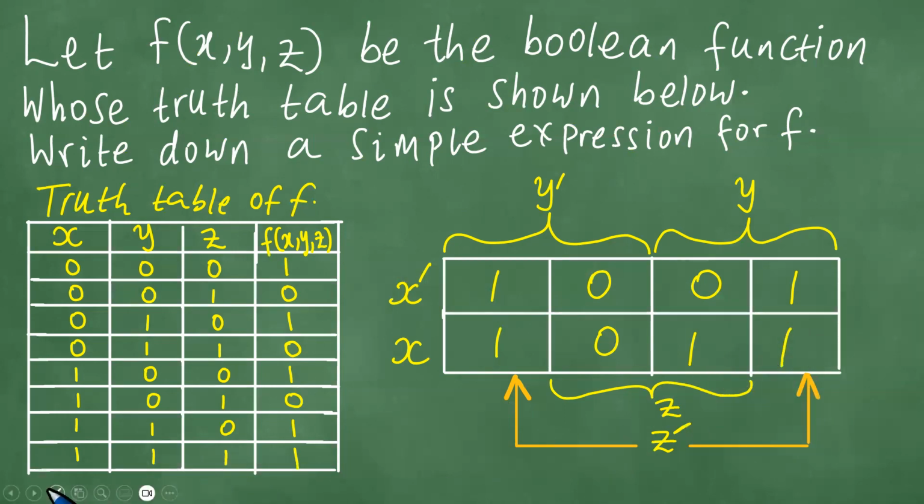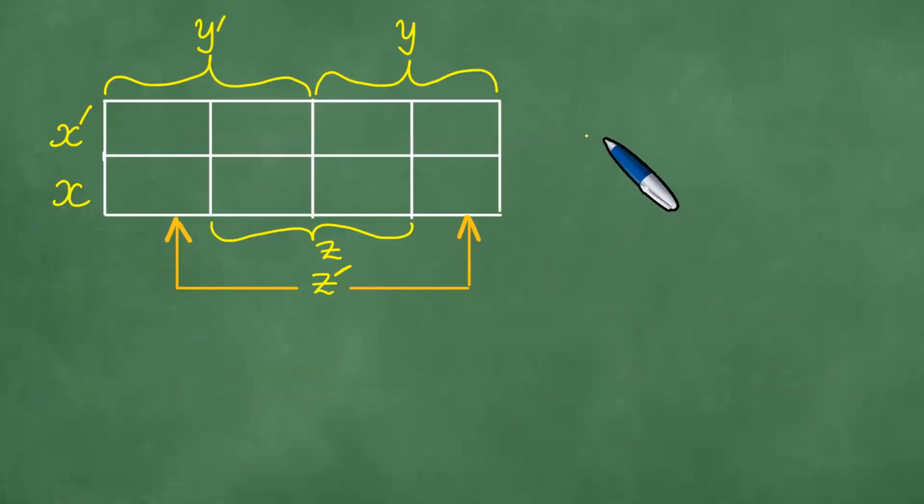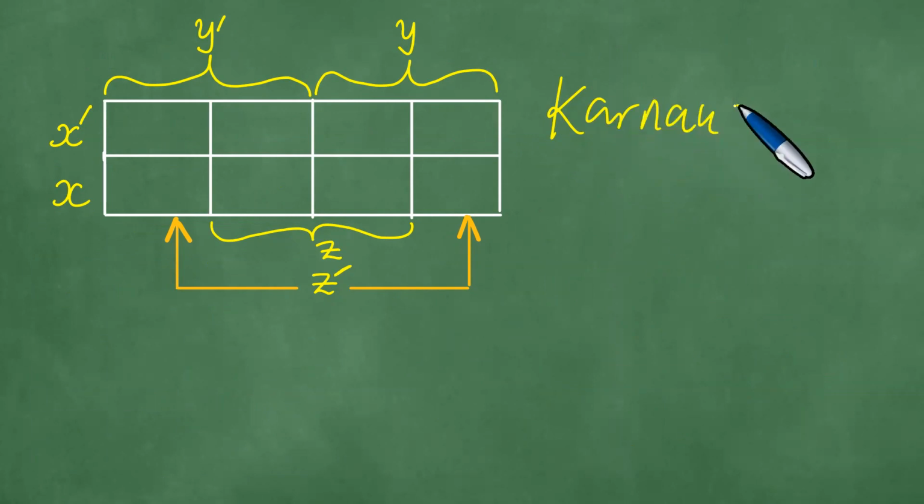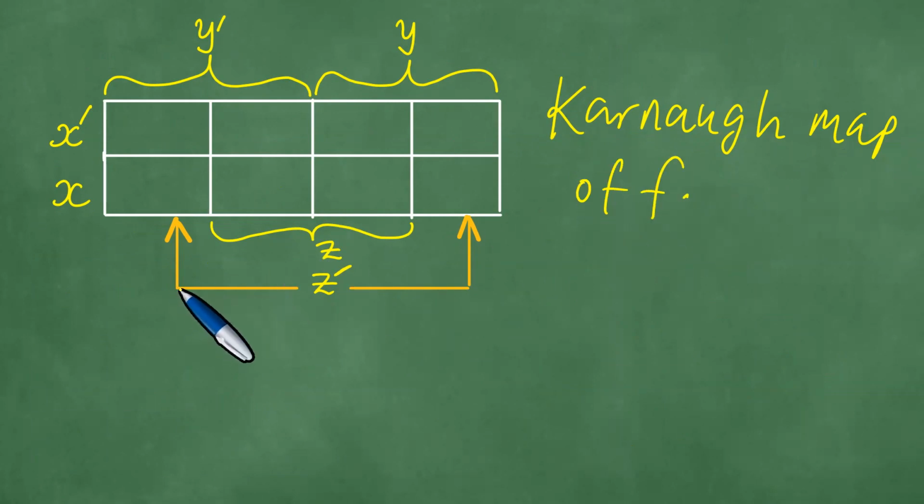We proceed to analyze the Karnaugh map of f. So this here is the Karnaugh map of f. Now we just completed this and we got a 1, a 1, a 0, a 0, 0, 1, 1, 1. Now let's analyze this with much care.